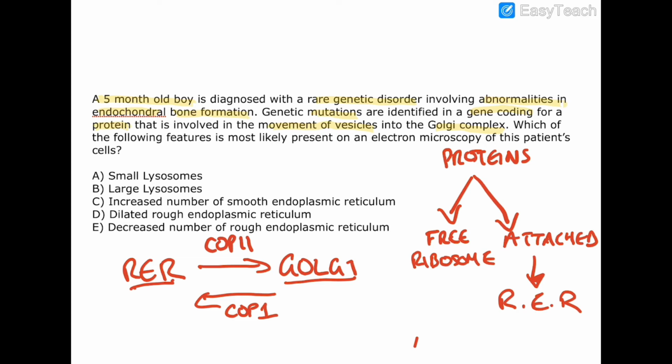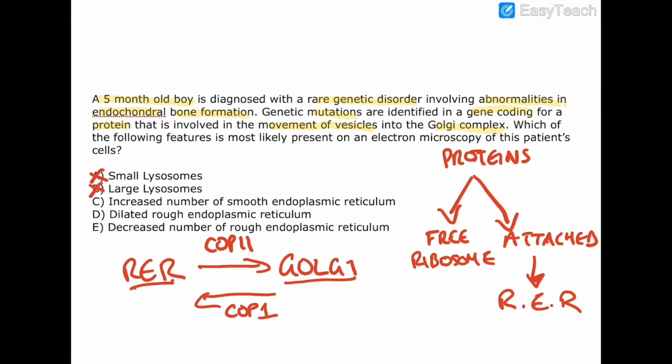So now that we've identified this particular aspect, let's see how this would be involved in our question. Lysosomes are essentially organelles that aid in the destruction of proteins such as enzymes and things like that. It's not involved in the movement, it's involved in destruction of proteins. So this has nothing to do with lysosomes. Okay?